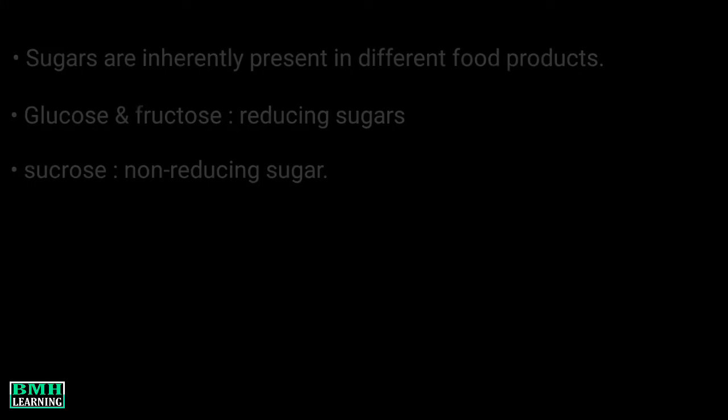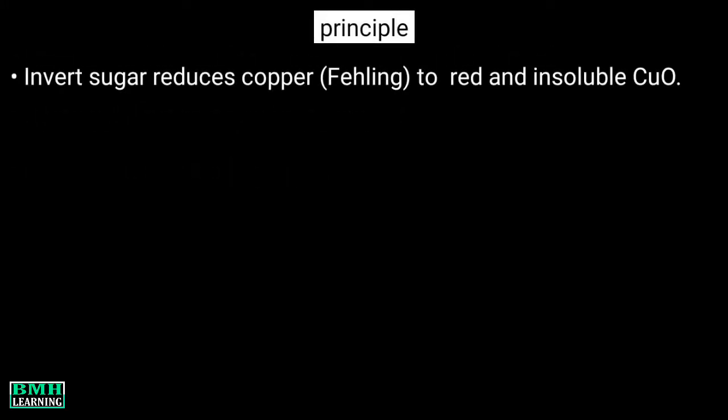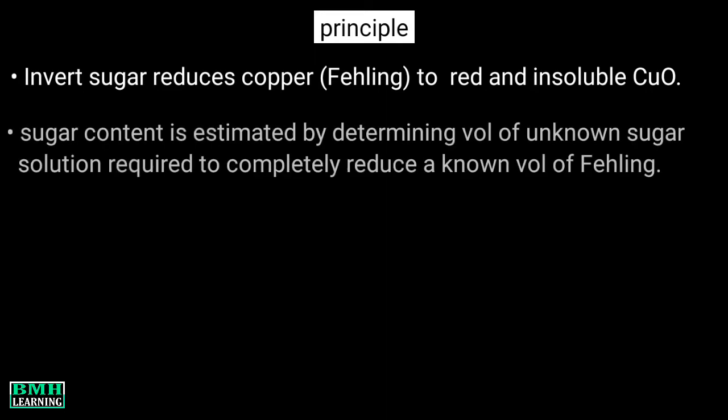invert sugar. Principle: invert sugar reduces the copper present in Fehling's solution to cuprous oxide, which is red and insoluble. The sugar content in a food sample is estimated by determining the volume of the unknown sugar solution required to completely reduce a known volume of Fehling's solution.